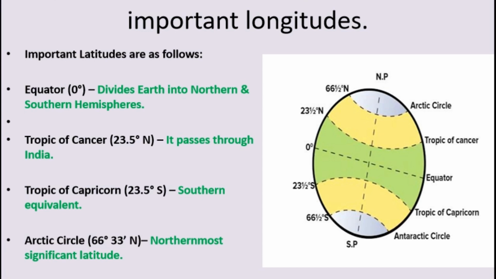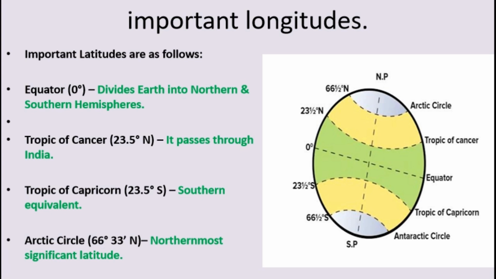Write a short note on the important longitudes. So here is the short note. Equator, 0-degree, which divides the earth into northern and southern hemisphere. Then we have Tropic of Cancer, 23.5 degree north. It passes through India. Then we have Tropic of Capricorn, 23.5 degrees south, southern equivalent.